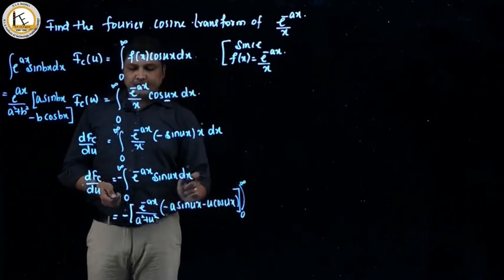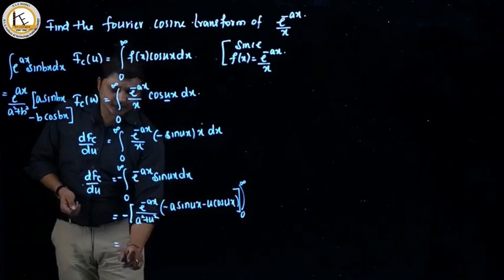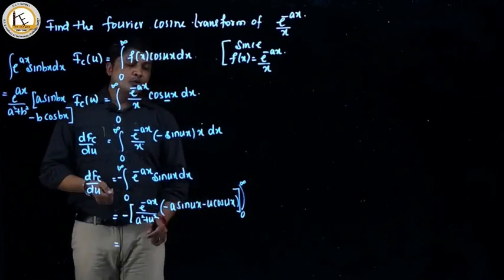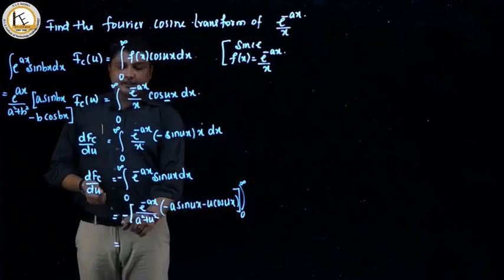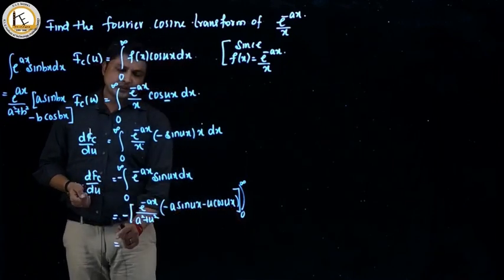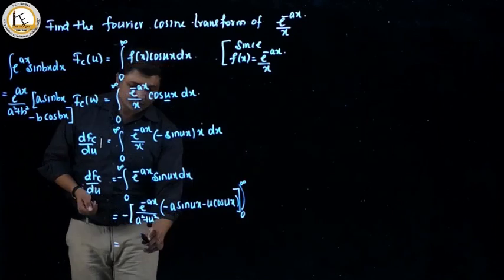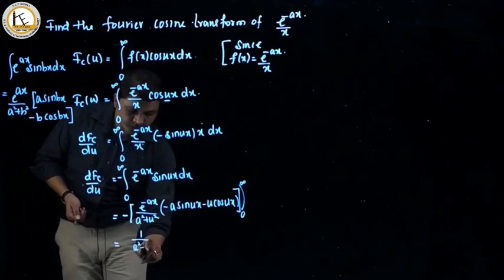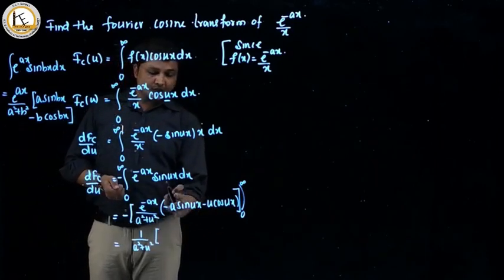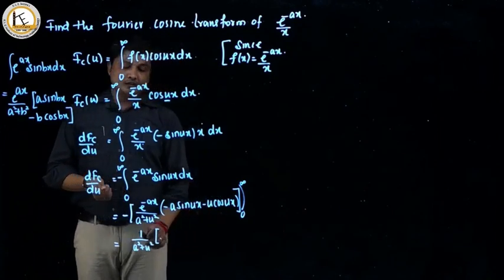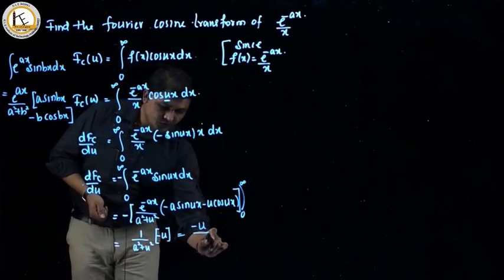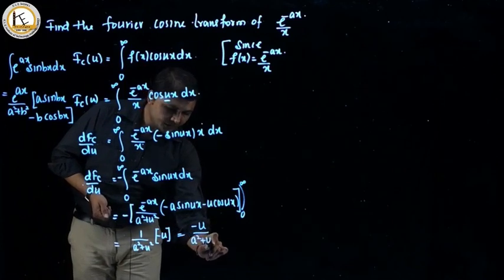Now applying the upper limit as well as the lower limit. Since the upper limit is infinity, e raised to minus infinity becomes 0, and 0 into anything will be 0. Coming to the lower limit, there is a minus sign, and we know that every time while applying the lower limit we need to take a minus sign, so minus into minus becomes plus here. Therefore e raised to 0 will be 1 divided by a square plus u square into the bracket: sine 0 will be 0, so this term becomes 0, and cos 0 will be 1, so remaining is minus u here. Therefore finally we have the answer minus u divided by a square plus u square.